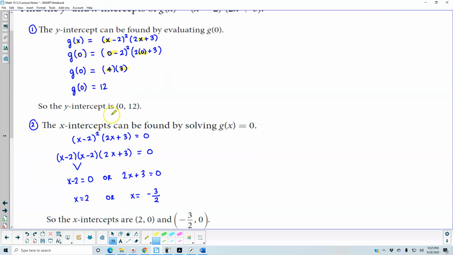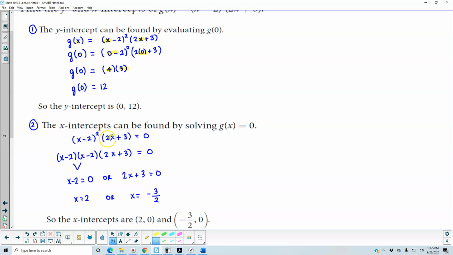So the y-intercept is (0, 12), where the input x is 0 and the output is 12. Okay, now we need to find the x-intercepts, which can be found by solving this function and setting it equal to 0. So here we have our function, it's set equal to 0.